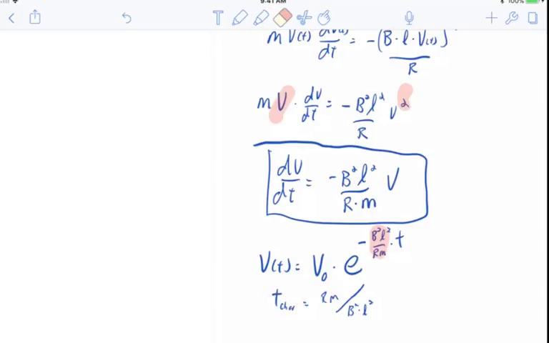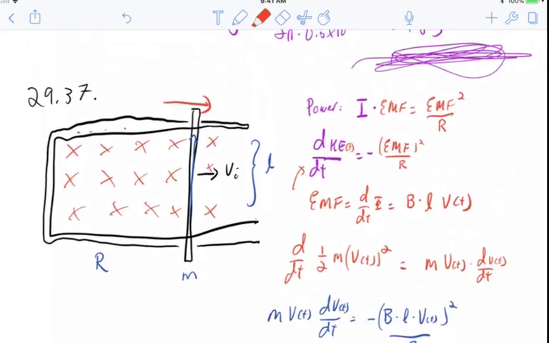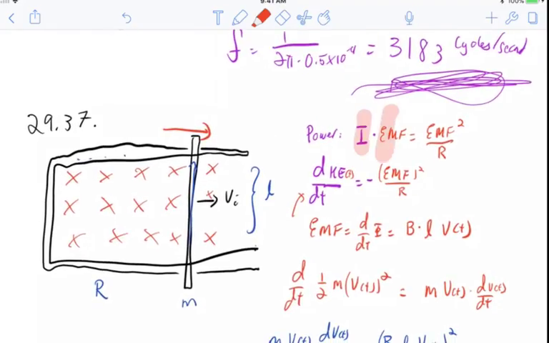The larger the resistance is, the larger the mass is, the more kinetic energy the thing has. And so the less it's going to slow down. So the larger the mass is, the more time it takes to slow down. That makes sense, right? The larger the resistance is, the less current is going to flow. It's going to make the same amount of EMF, right? So the power is the current times the EMF. So the EMF is going to be the same regardless, but the more resistance there is, the less current there's going to be and the less power it will drain.